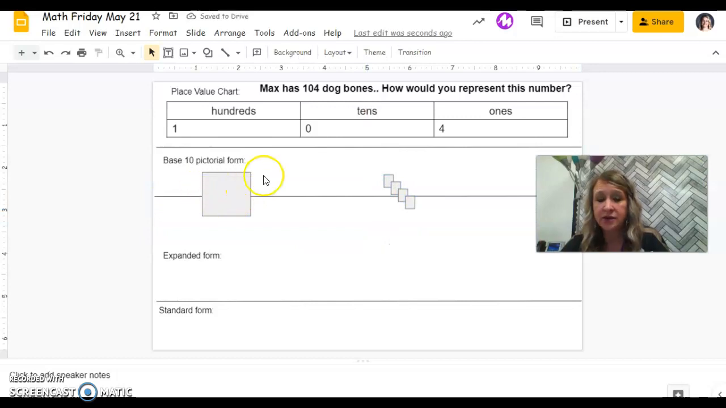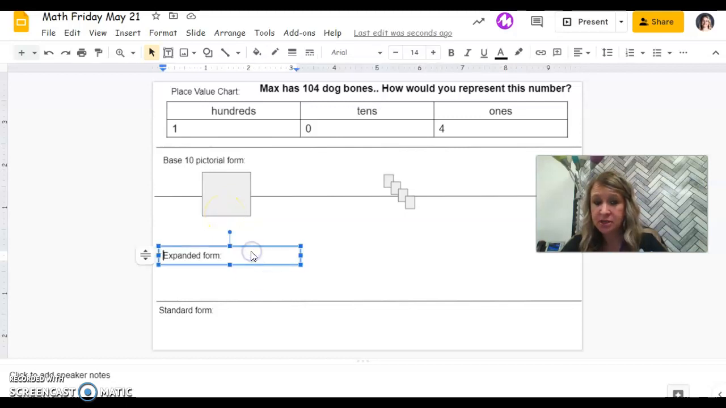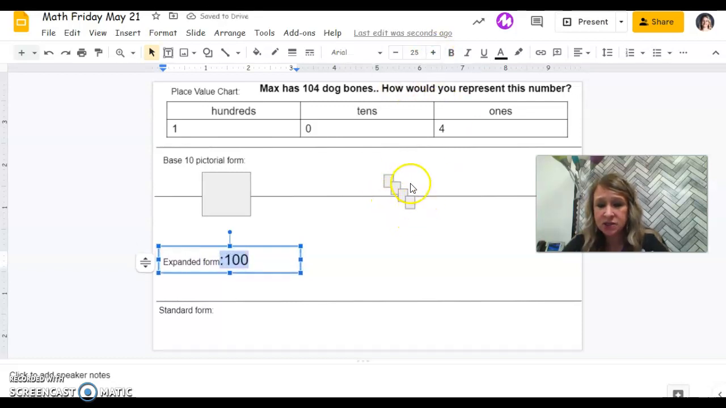Okay, 1 hundred, 0 tens, 4 ones. Now, expanded form. What is the value of this 100 block? How much is it worth? If I went to the store to buy a 100 block, I would need how much money? It is worth 100. Because there are 100 of these little square units in there. 100 of them. Now, I'm going to add that to my units.